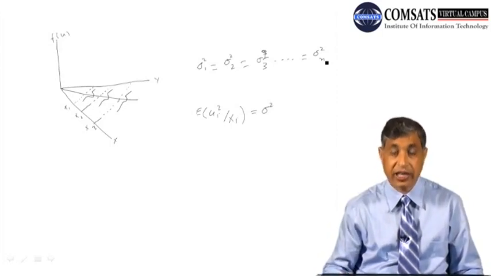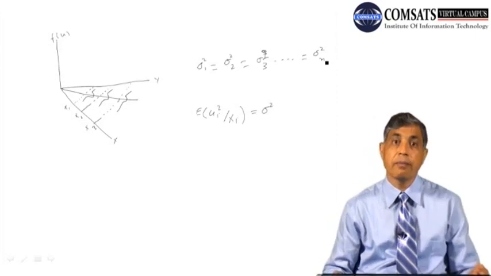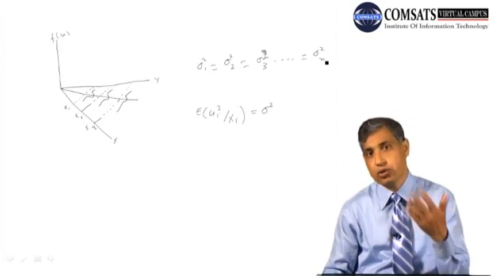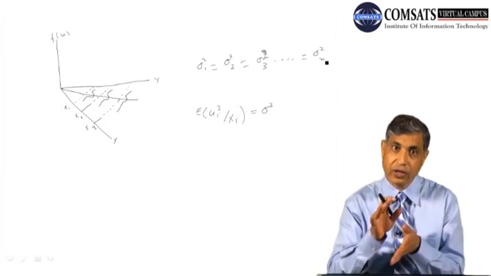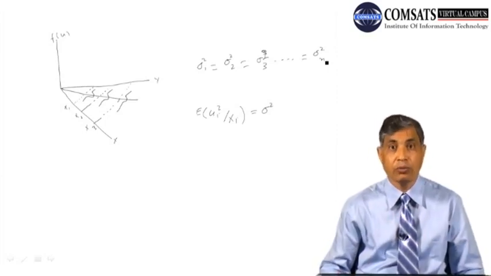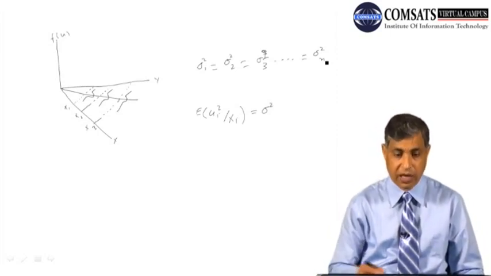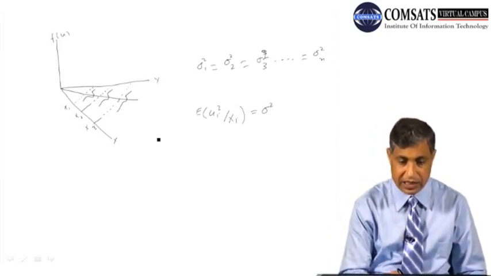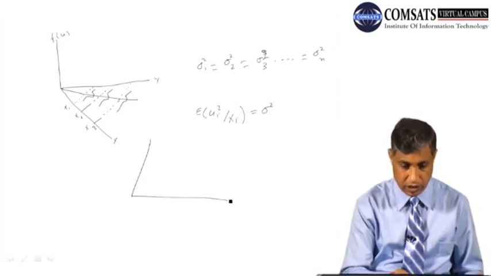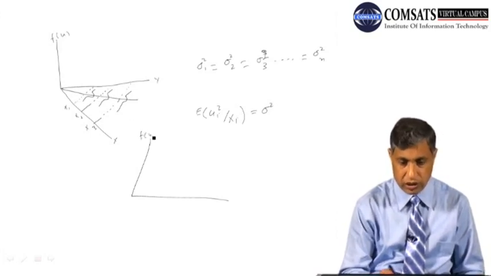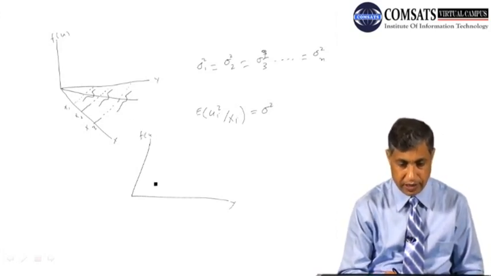I think it will become more clear if I draw a heteroscedasticity diagram, so that when you compare it with this, the concept of homoscedasticity will become more clear. Similarly, repeating this diagram, this is f of u, this is y, and this is x.